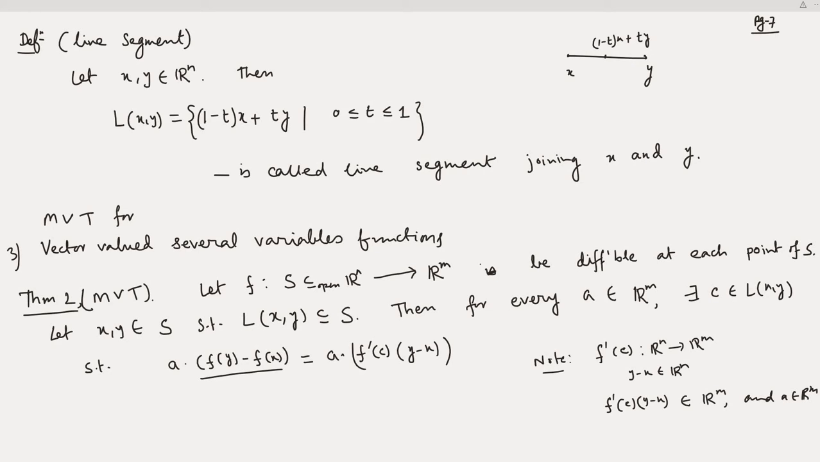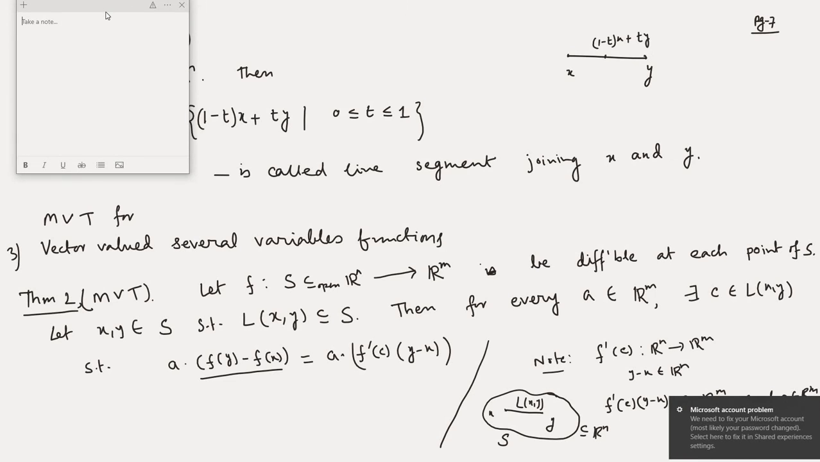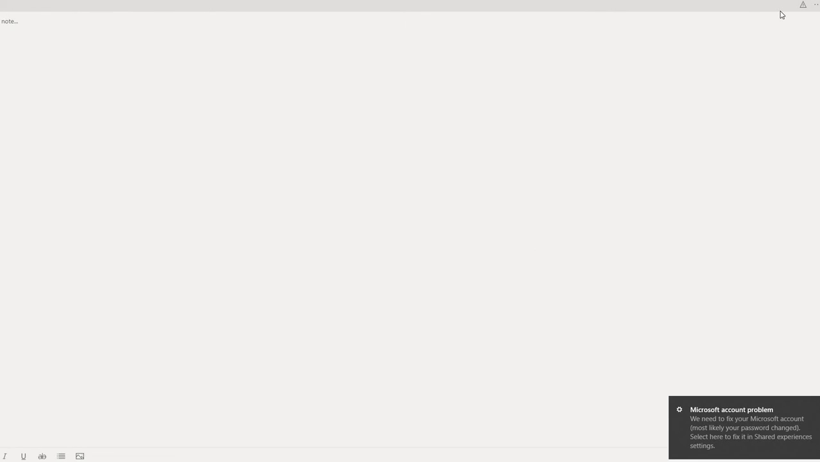One more thing: if this is S, a subset of Rn, and x is here, y is here, so x and y are points in S, and this is the line segment L(x, y), fully contained in S. Now we prove the mean value theorem, that is theorem 2. This is page number 8. Proof of theorem 2.